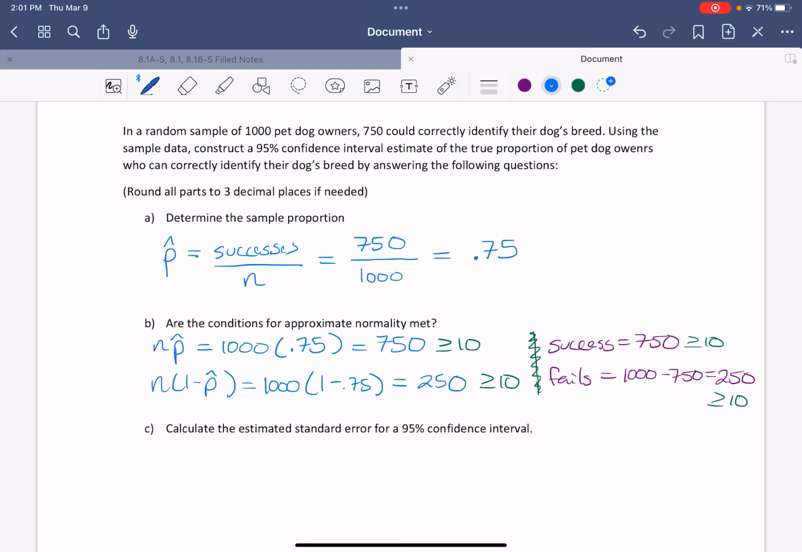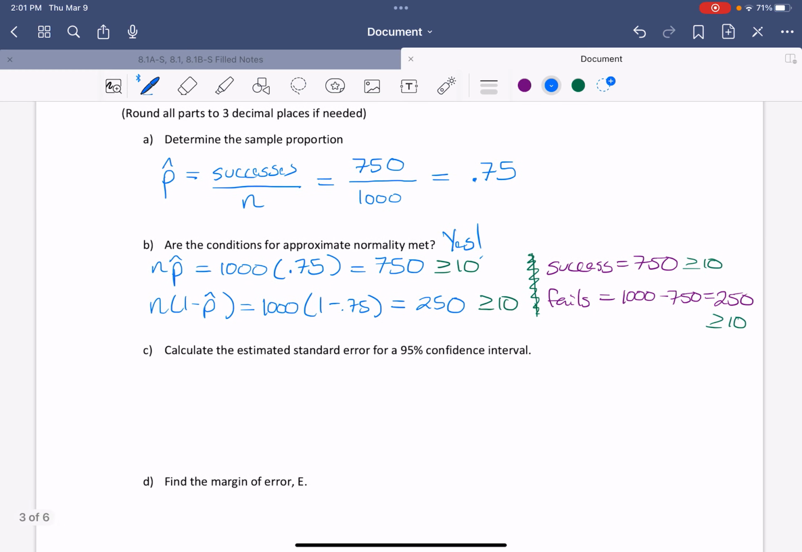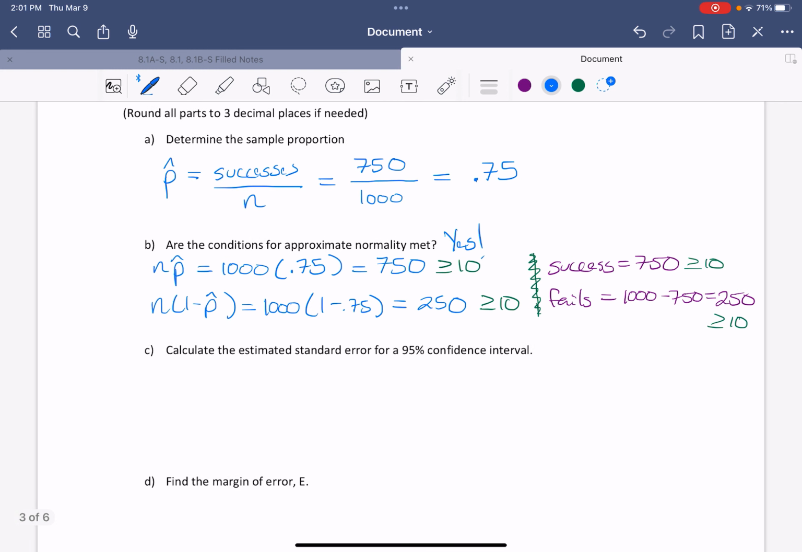In either case, whichever way you choose to do it, the normality criteria are met, right? Yes. If we write out the words, both are greater than or equal to 10, so normality? Yep, that is okay too.